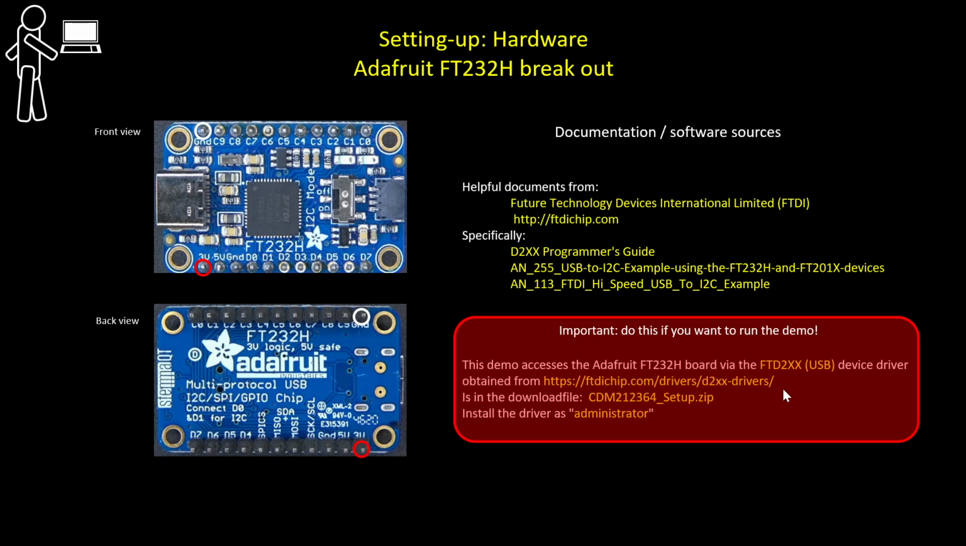To use the FT232H board, we need a device driver. Specifically, we use the FTD2XX device driver. You can get that from ftdichip.com. It's in a downloadable file called cdm212364 setup. It's a zip. Download it, unpack it, and run it as administrator. At the time of creating this video, I've had no problems with this driver or the setup.